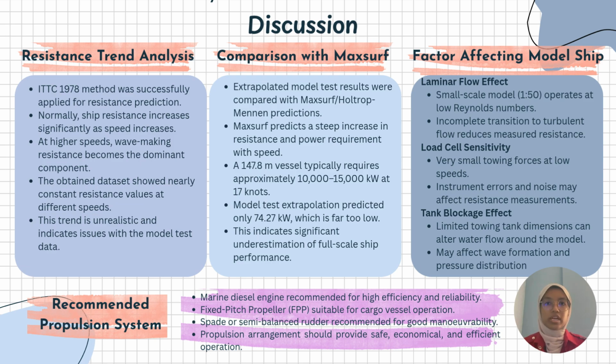Now, I would like to discuss the result obtained from the resistance prediction analysis. First, based on the ITTC 1978 method, ship resistance is expected to increase as the ship speed increases. This is because at higher speed, wave-making resistance becomes more significant and contributes more to the total resistance.